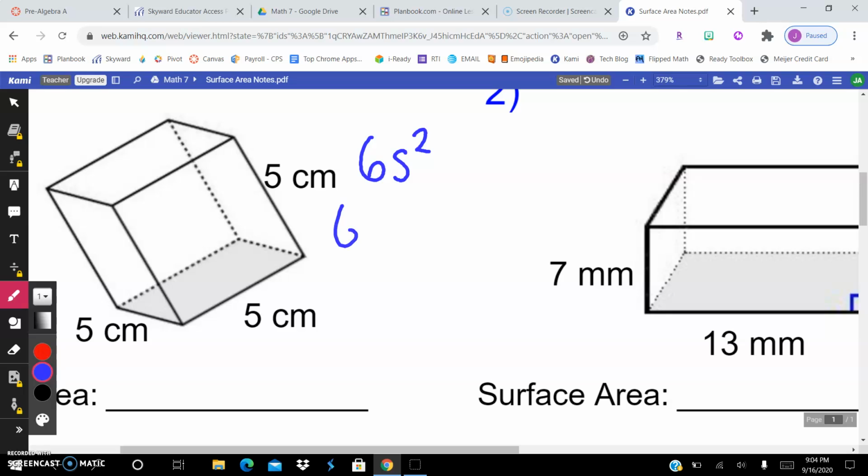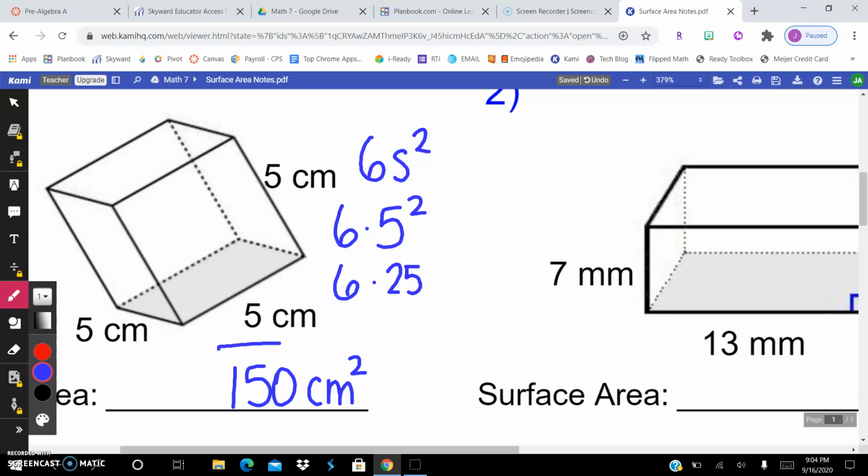So we would go ahead and plug 5 in for s. So we would have 6 times 5 squared. That would simplify to 6 times 25. And 6 times 25 is 150 centimeters squared, and it's squared because it's still a type of area, and so we are finding a 2-dimension. We're finding the area of the outside. We're not figuring out the 3rd dimension inside.